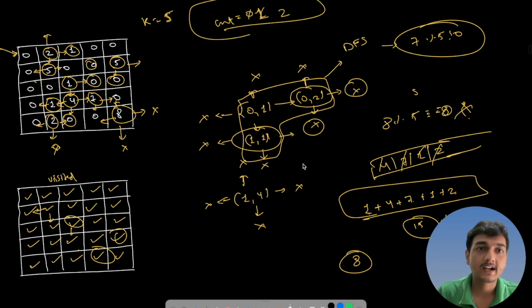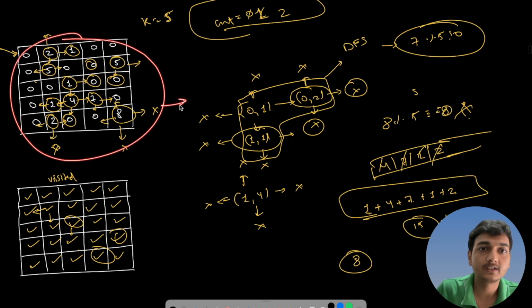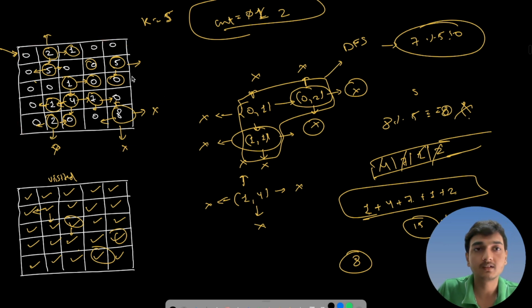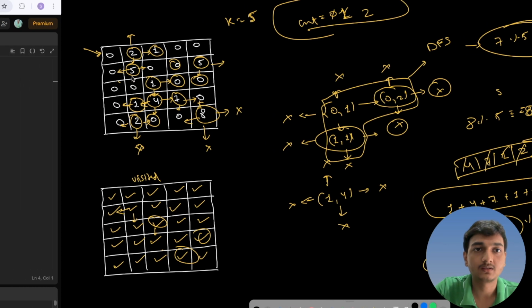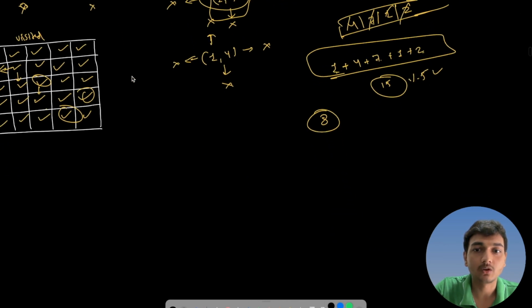So I think you guys got the idea how we'll be solving this problem. And if you have any doubt, just feel free to comment down. I will solve it. So this is how we will basically solve this problem. This is a simple graph problem, and let's try to write pseudocode of it now.